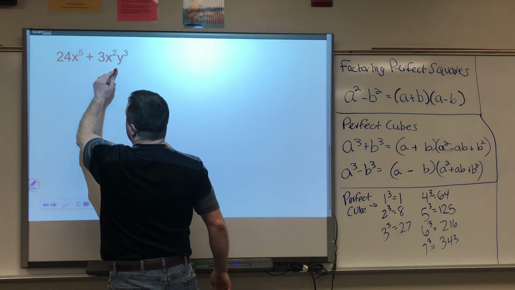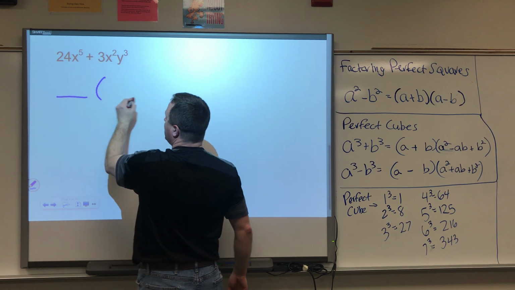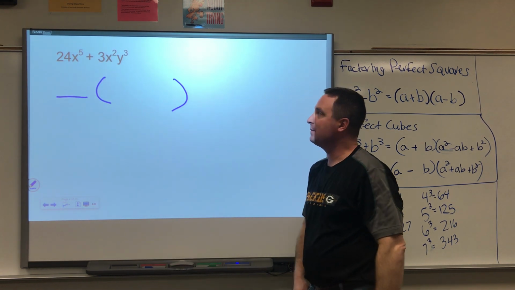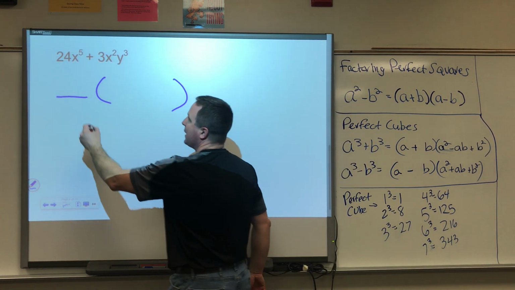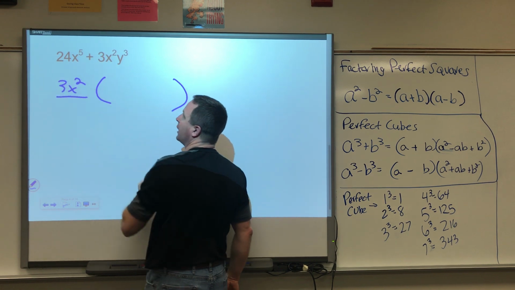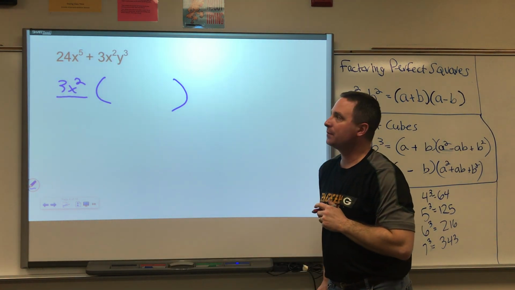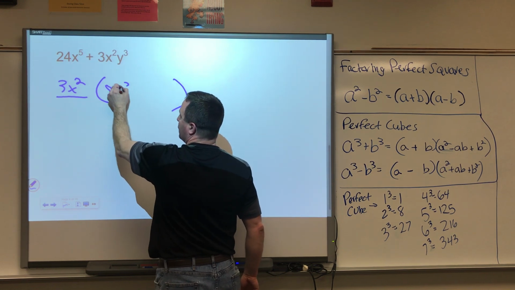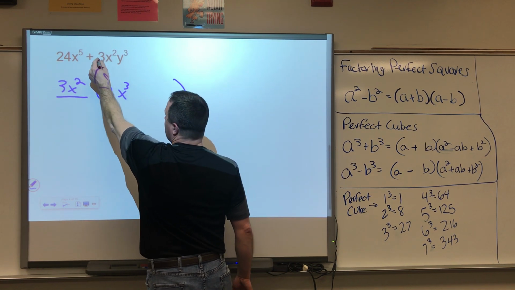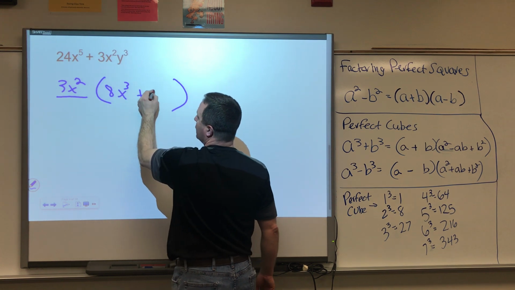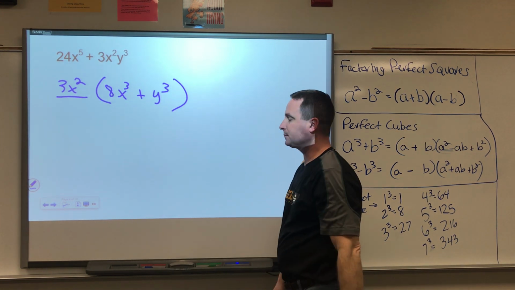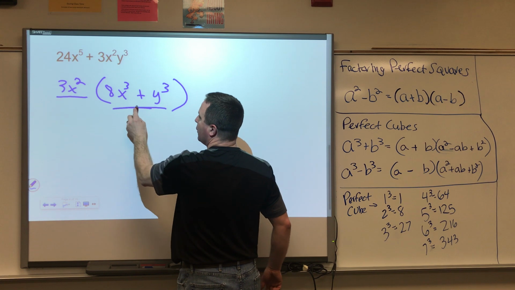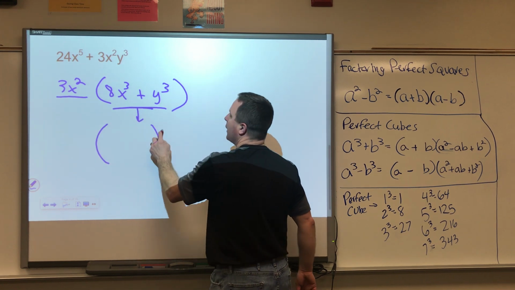These are not perfect squares or perfect cubes, but I think they have a greatest common factor. If you look closely, they both have a 3x squared that goes into both of them. 24 divided by 3 is 8, and 3 divided by 3 is 1. I think the only thing left over here is y cubed. And this stuff, lo and behold again, they are perfect cubes.